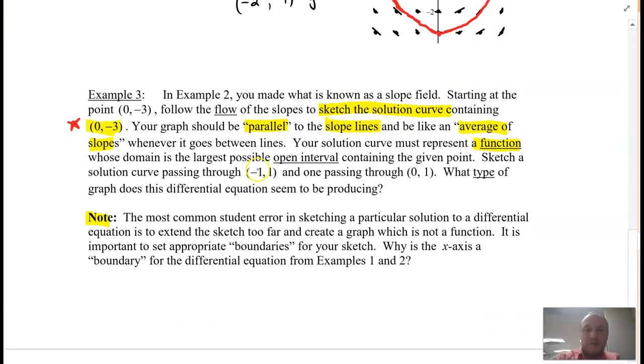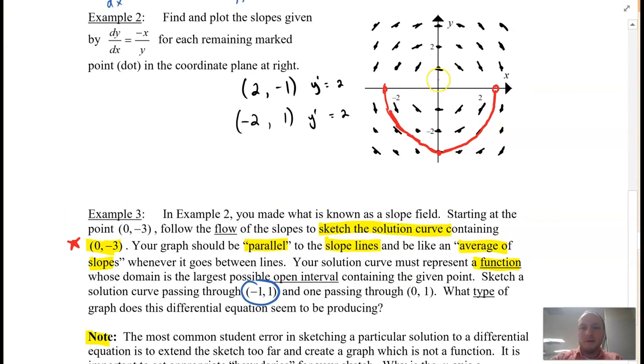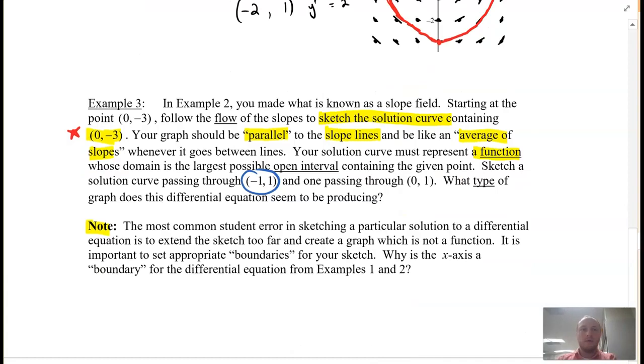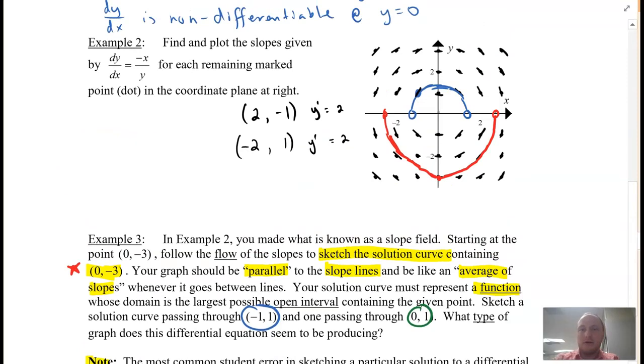Then they want us to do it again for the point (-1, 1). So -1, up 1, that's this point here. So I can sketch a curve that would look something like this, and then one more, (0, 1). That's right here. So that would look something like this. And that is a slope field. Pretty simple, right?